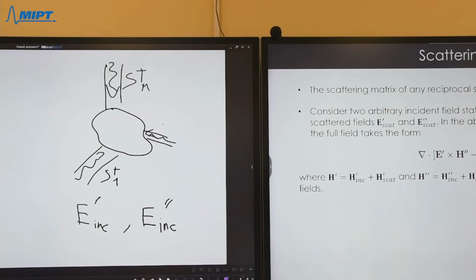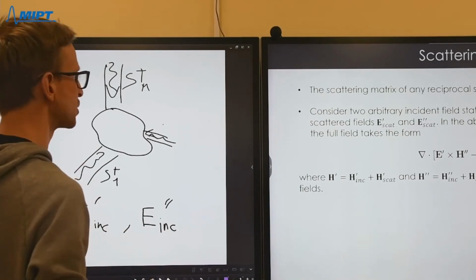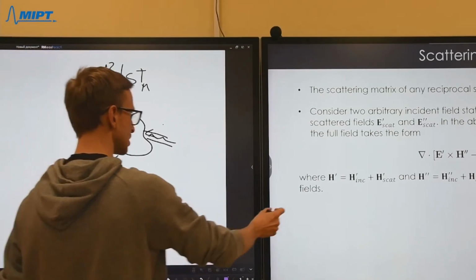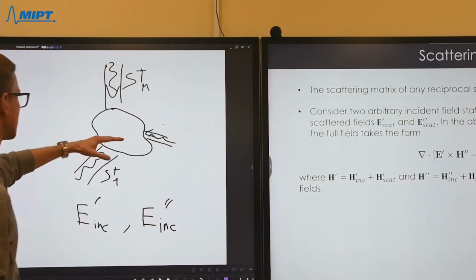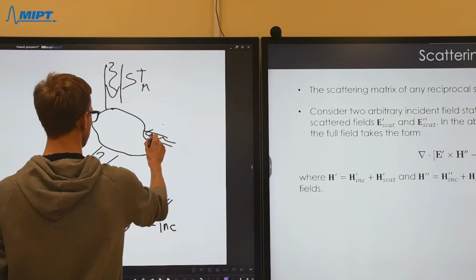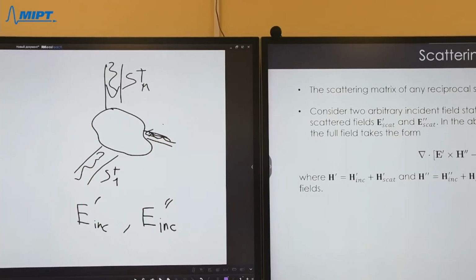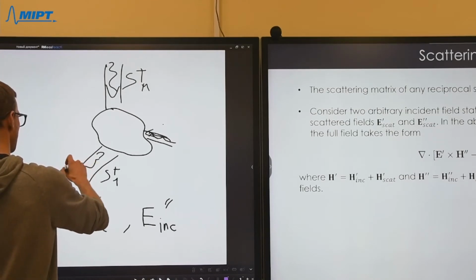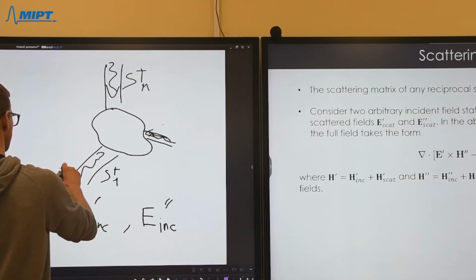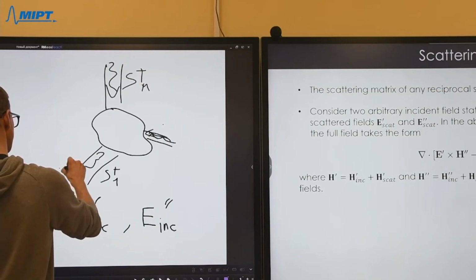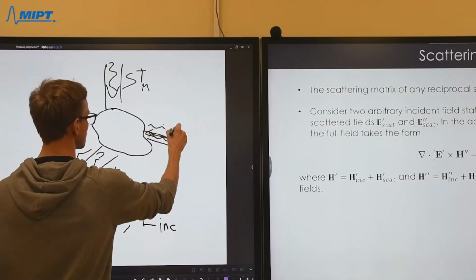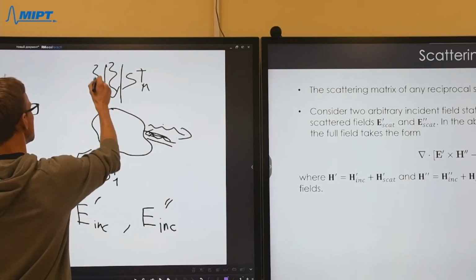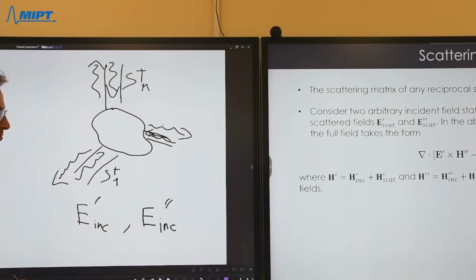We have no restriction on that. And then these electric fields are, of course, related to corresponding magnetic fields. And these two states of incident fields, E prime, E double prime, produce corresponding scattered fields in the same channels. So radiation goes back.